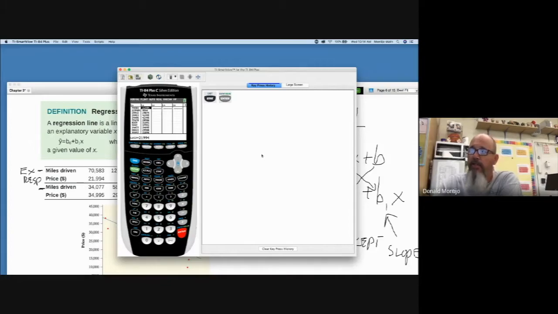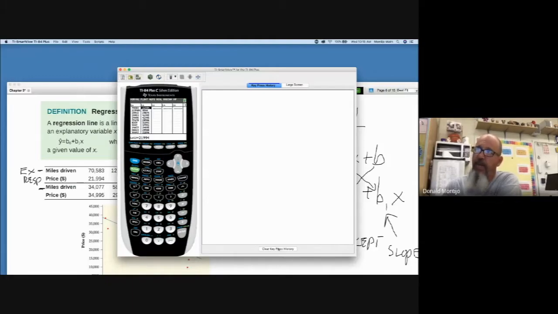Okay. Now I'm going to have the calculator do all the work for me to find the least squares regression line. So in order to do this, I need to tell the calculator what it is that I want to do. So now after the data has been entered, again, X in L1, Y in L2, let's look at the steps to find the regression line. On the right of the calculator, you will see the key press history of how to do this.